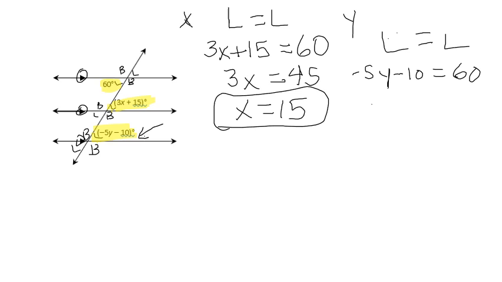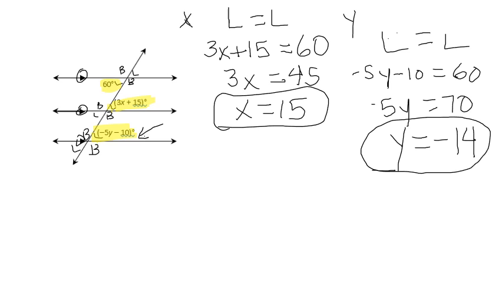So we'll have negative 5y equals 70, and we'll get negative 14 for y. And there we go. So we just have to remember, if we look at the picture, we see more than one variable, we're probably going to need to do them each separately.